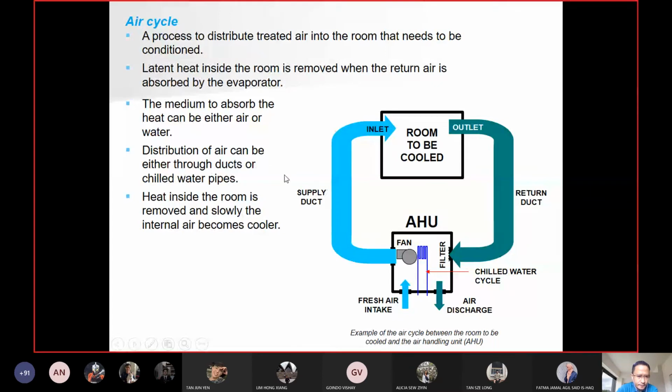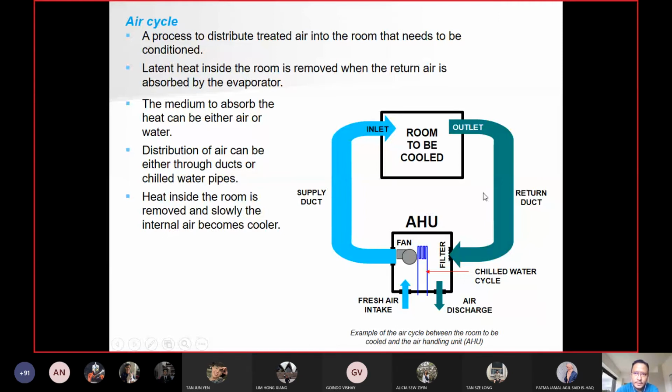Okay, distribution of air can be either through ducts or chilled water pipes. Basically, mainly through ducts. The chilled water pipes are not the distribution of air. This is still distribution of refrigerant. Heat inside the room is removed and slowly the internal air becomes cooler. Basically, the concept is the same as the air cooling principle mentioned earlier, right?